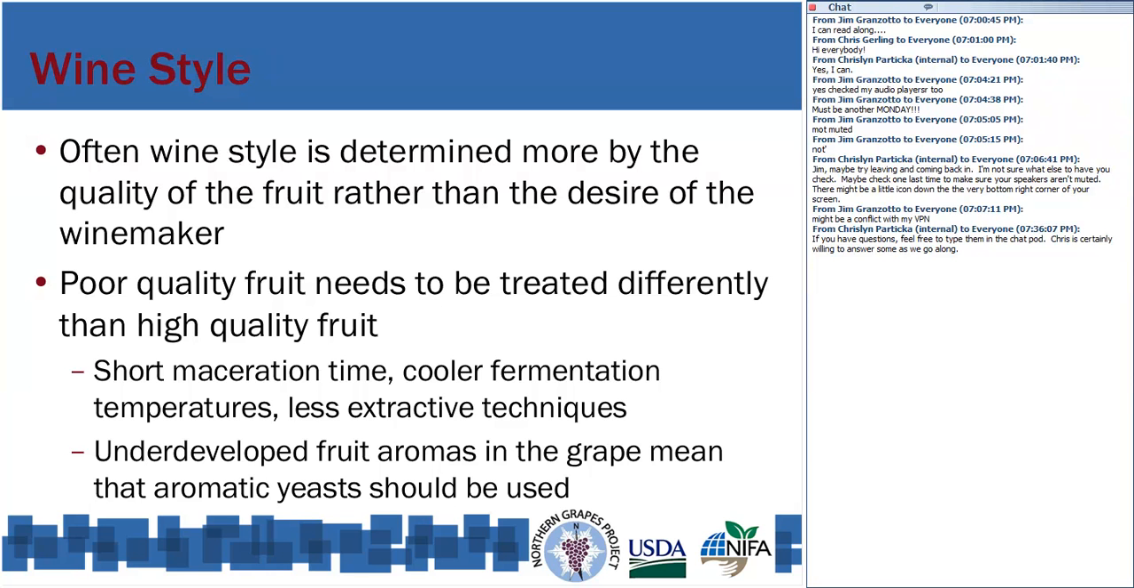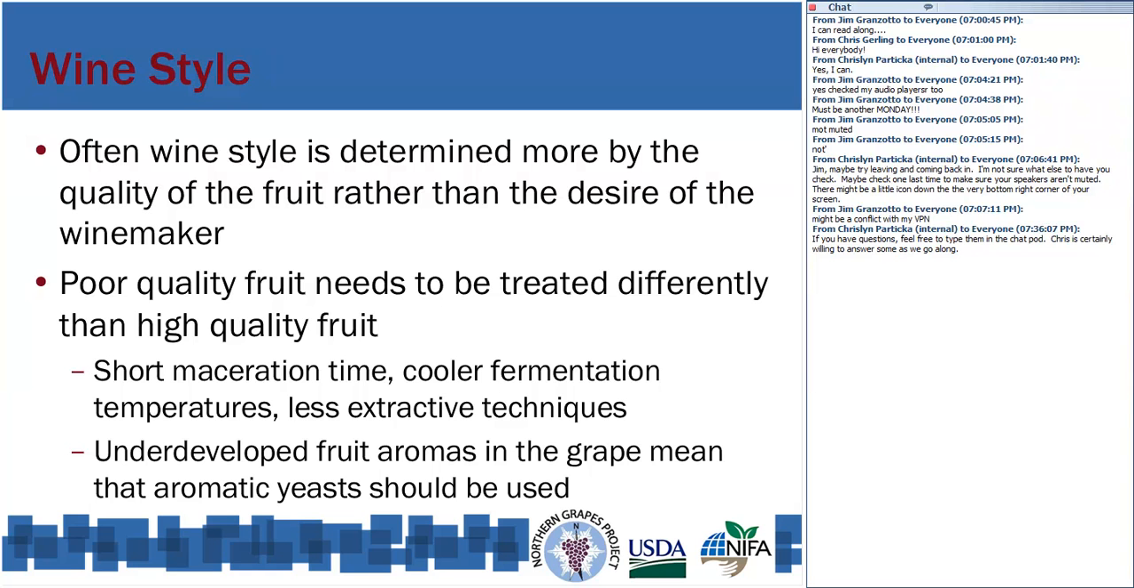Most of the time when you're thinking about a wine style, the style is determined more by the quality of the fruit rather than the winemaker. So even though you might want to make a reserve red that's barrel aged for 2 years, sometimes you can't do that, or it's impossible to do that, when your fruit quality isn't there. So poor quality fruit always needs to be treated a little bit differently.